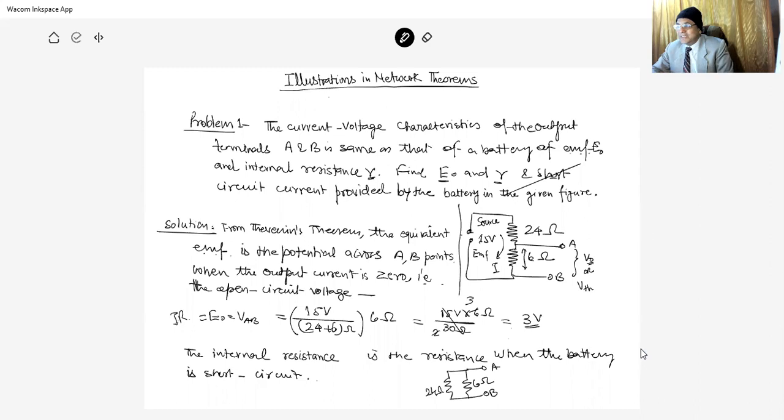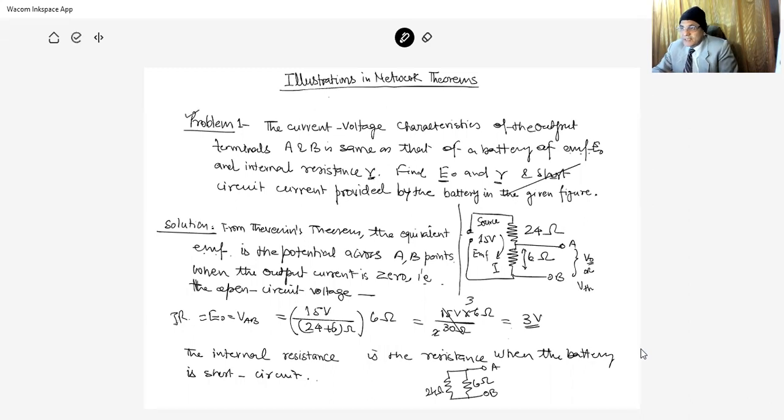So, good evening, friends. Today I have the illustrations in network theorem. There are a few illustrations which are very important, and these are based on network theorems like Thevenin's, Norton, maximum power transfer, and reciprocity theorem, etc. So let us consider the first problem.